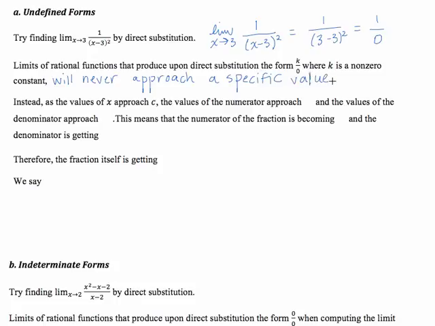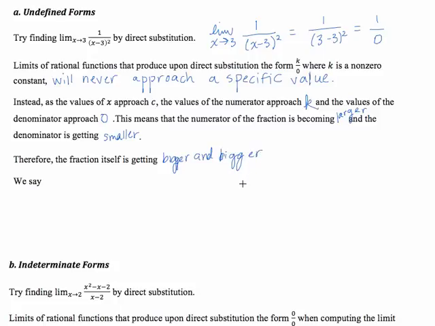Instead, what happens is as the values of x approach this c, or 3 in this example, the numerator approaches k and the denominator is approaching 0. So that means that the numerator is becoming larger and larger, and the denominator is getting smaller and smaller. Okay, so therefore the fraction itself is getting bigger and bigger. If you have a large number divided by a small number, then your fraction is getting bigger and bigger.